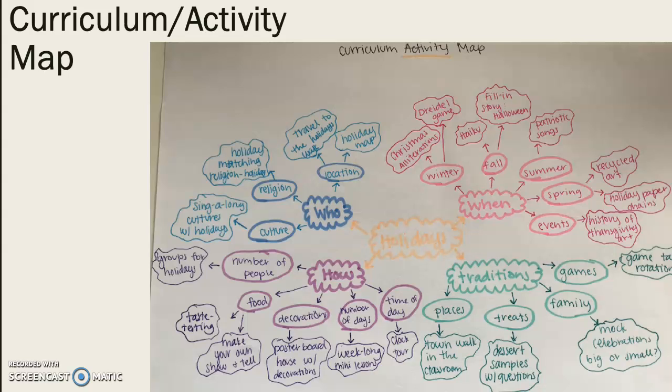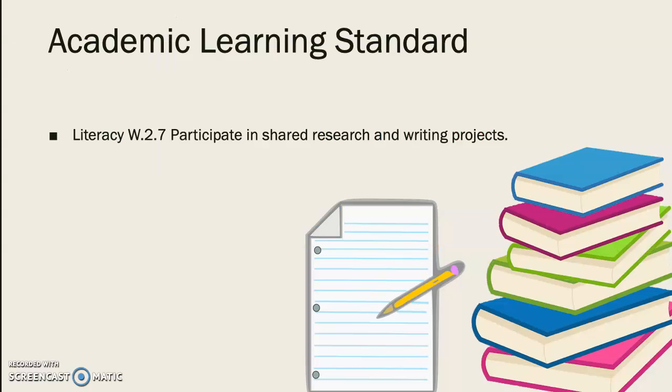And so my activity will be a book, obviously, and so students will have to do some research to get to that point. My academic learning standard that I focused on is a Common Core State Standard of Literacy W2.2.7, which is to participate in shared research and writing projects. I really wanted this to be a collaborative process for my students, so I'm going to have them working in partners.